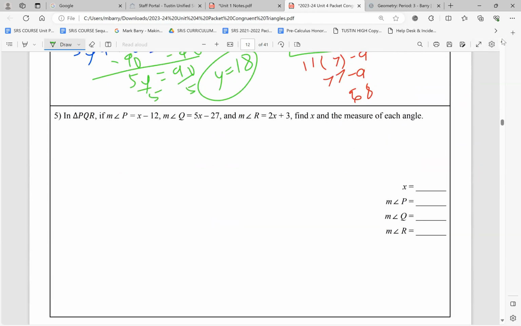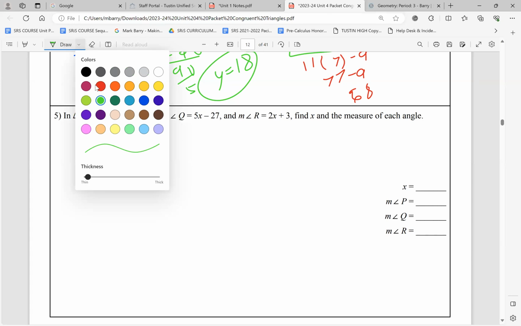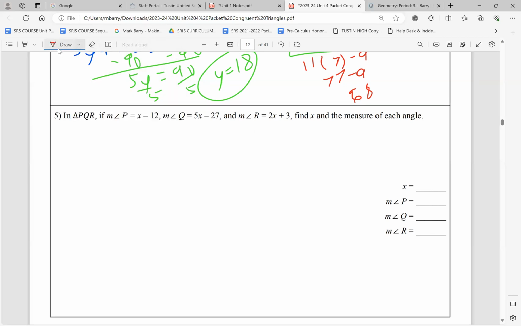All right, so for this one, it says we have a triangle PQR. This is angle P, this is angle Q, this is angle R. We could draw the triangle for this one if we wanted to. So if you want to draw the triangle PQR, you could, but I actually noticed right away that they just told me the three angles inside anyway, right?